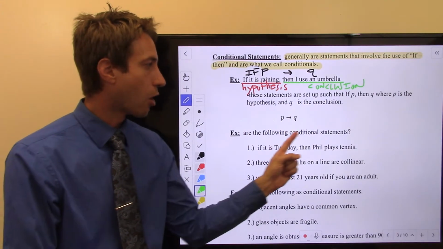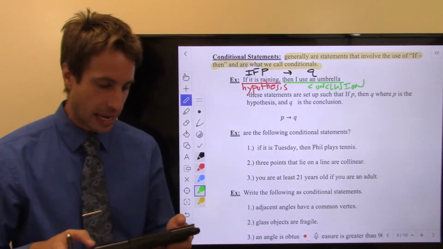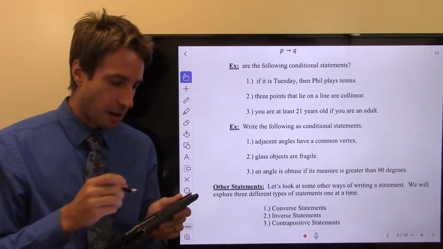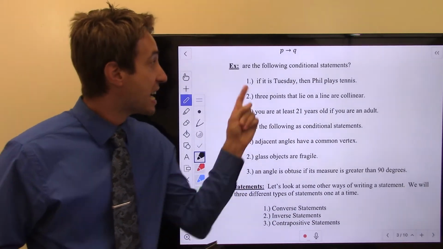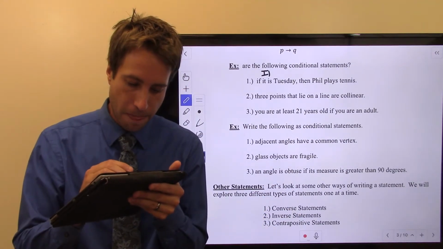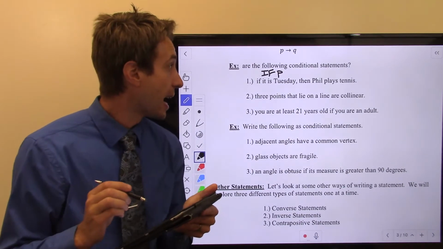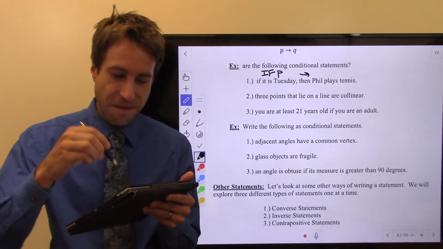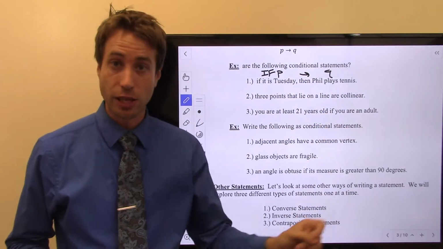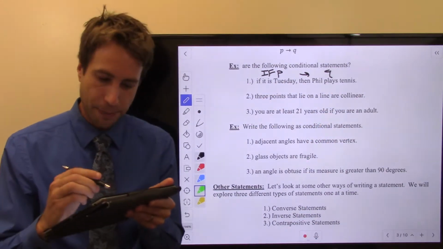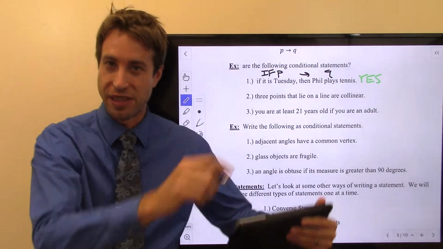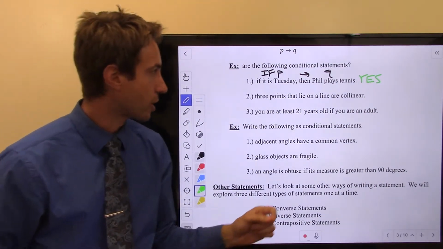Now, I'm going to ask you about the following statements. We're going to learn a couple of things about conditional statements as we do these. First of all, here's what you're looking for. If it is Tuesday, fantastic, there is my if P. And then Phil plays tennis, Q. So, if P, then Q. Conditional statement? Absolutely, yes. If it's Tuesday, then Phil plays tennis.